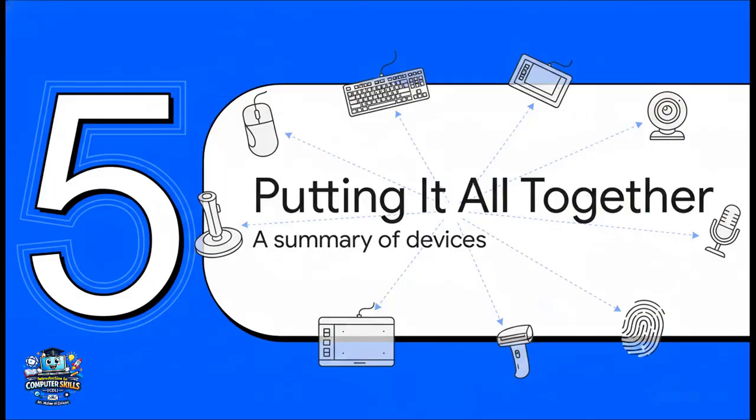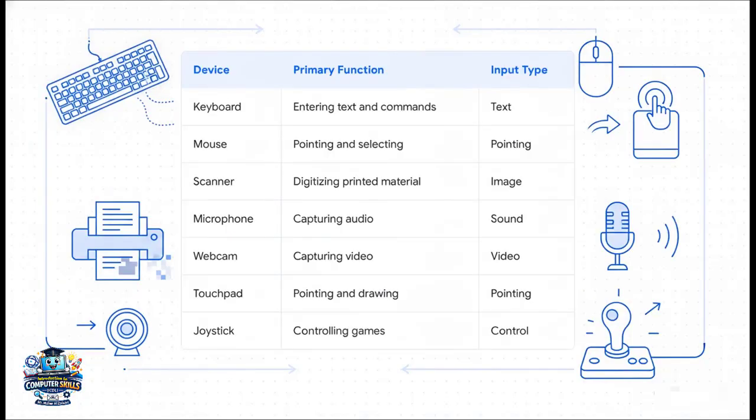So, we've just thrown a whole bunch of different gadgets at you. Let's take a quick pause and organize all of this into a simple chart so we can see how everything fits together. When you see it all laid out, it becomes really clear. Each device is a master of its own domain. For any kind of text, the keyboard is king. For pointing and clicking, you've got the mouse and touchpad. Then you have the devices that act like our senses. The scanner for images, the microphone for sound, and the webcam for video. And finally, for pure control in games, you've got the joystick. Each one is a specialized gateway for a different type of information.